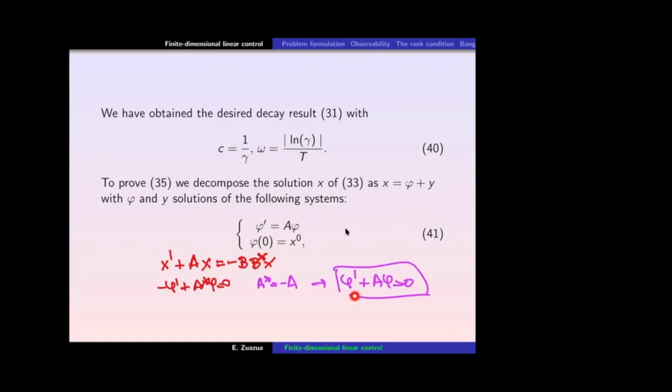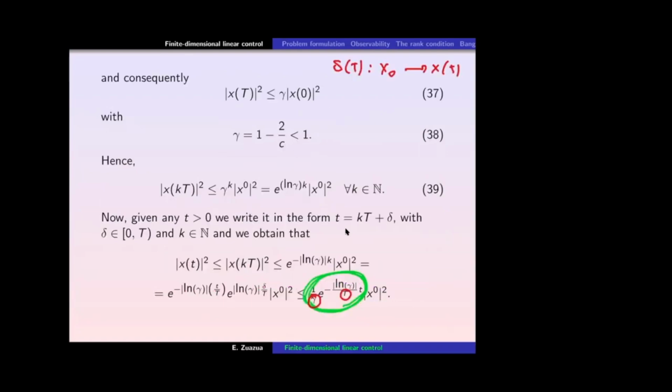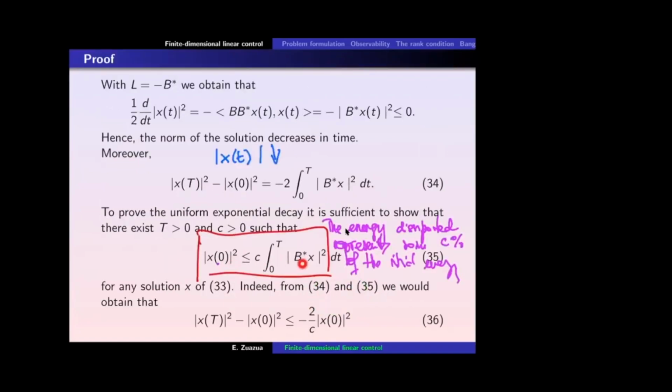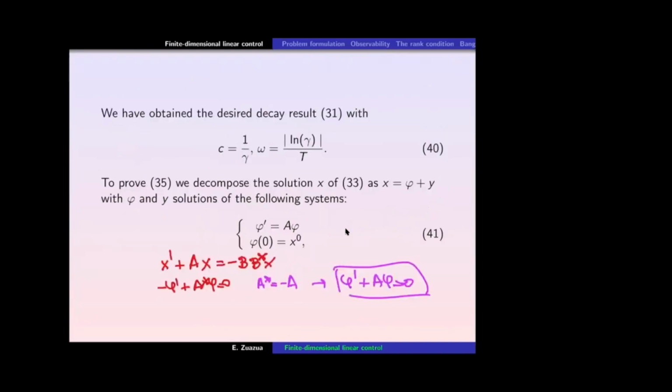So what does it mean? It means that if A, B fulfill the Kalman rank condition, the observability inequality I needed here is actually the one I know holds for the system phi prime plus A phi, which is precisely the adjoint system. So if A, B fulfill Kalman, because I know this is equivalent to the observability of the adjoint system being the system itself, I know I have the observability for the system.